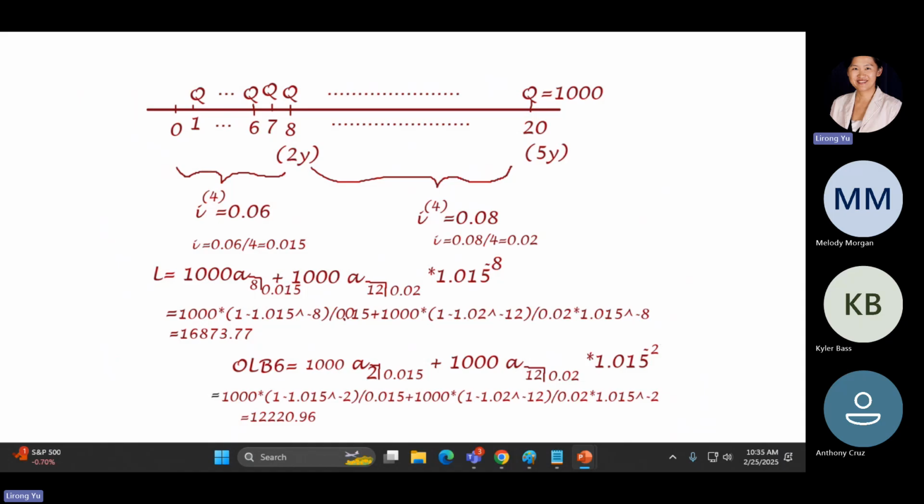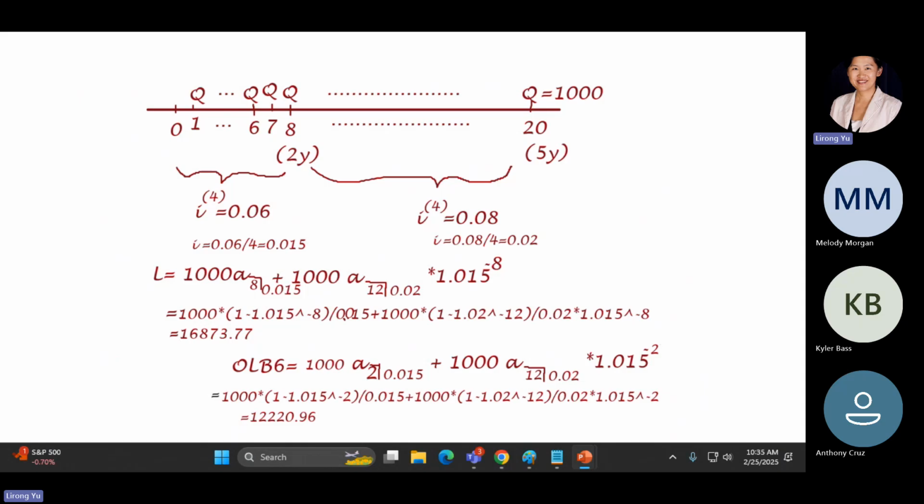So that is clear enough. But then after that, it's still 1,000 payment, but there are 12 payments to come. And those 12 payments will be using interest rate of 0.02 because the annual interest rate is 0.08. Then we have to stop. So those are 1,000 times a12 is calculating the value of all the future payments at time 8.